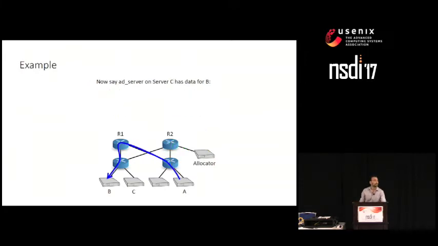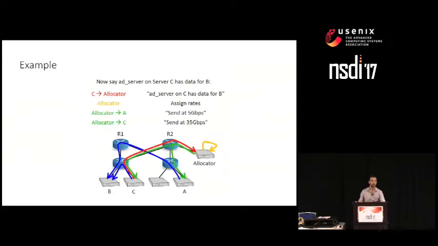Now say an ads server on C has some data for B. First, it opens the TCP connection, starts transmitting, and in parallel contacts the allocator and tells it ads on C has some data for B. The allocator reassigns rates according to policy, and now tells A to scale down to 1/8 of link capacity and C to ramp up to 7/8 of link capacity.